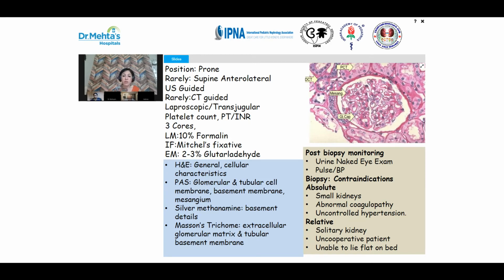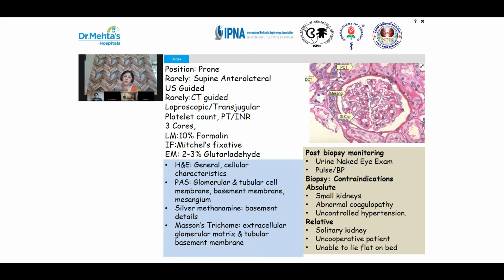Post-biopsy monitoring: naked eye examination of urine is important for gross hematuria. Hourly pulse and blood pressure should be monitored for 4 to 6 hours to pick up any post-biopsy bleeding from the biopsy site. Immediately doing an ultrasound after you finish the biopsy is a good idea to make out if there is a hematoma around the kidney, which indicates post-biopsy bleed.